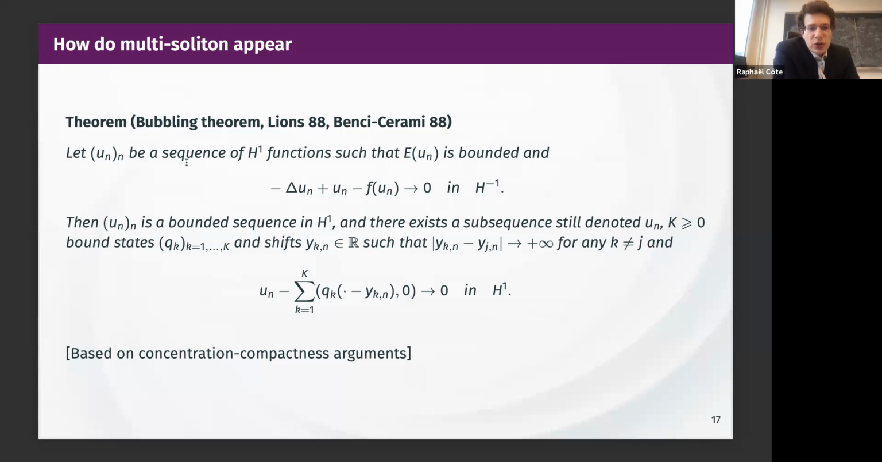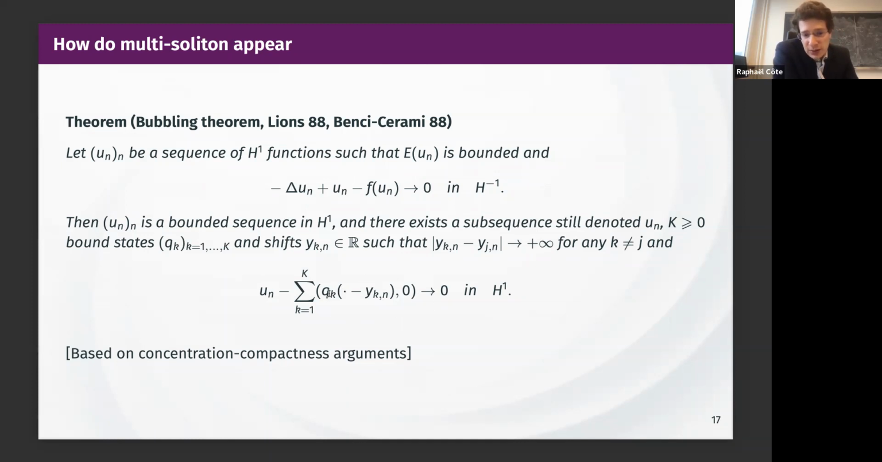Okay, so you give yourself a sequence of H1 functions such that the energy is bounded. Recall that it's not always the case for the nonlinear Klein-Gordon equation: the energy can tend to minus infinity. If you assume this, then actually the energy is bounded in H1. The sequence is bounded in H1, and up to a subsequence that I still denote un, then un is actually a sum of stationary solutions.